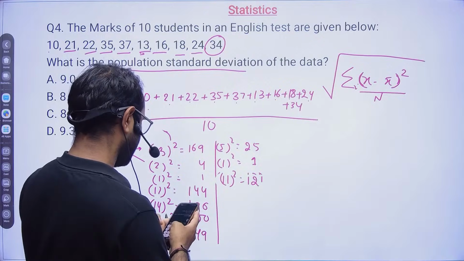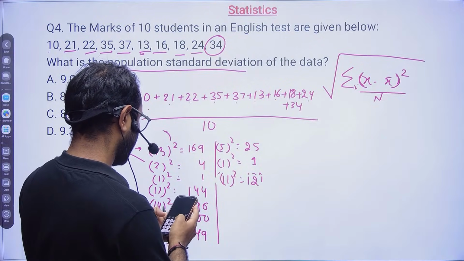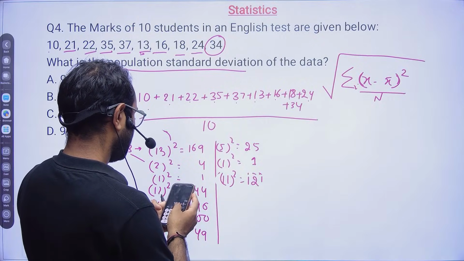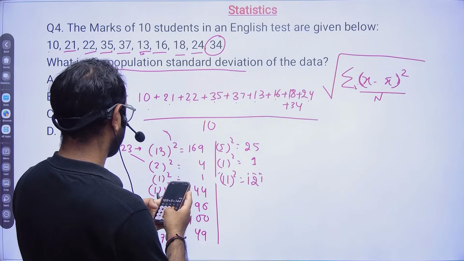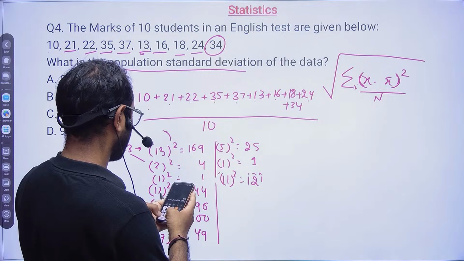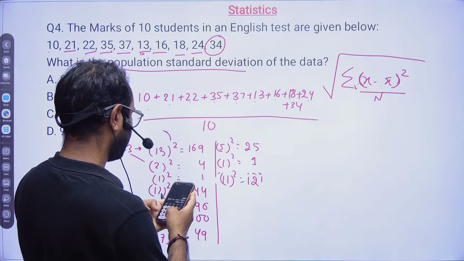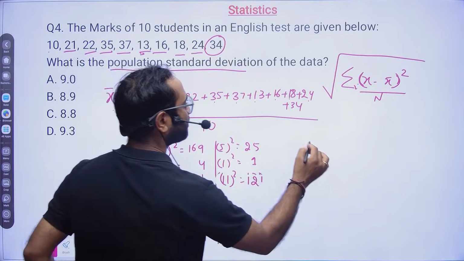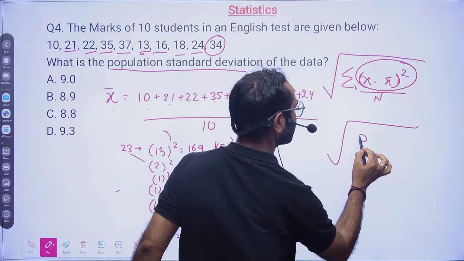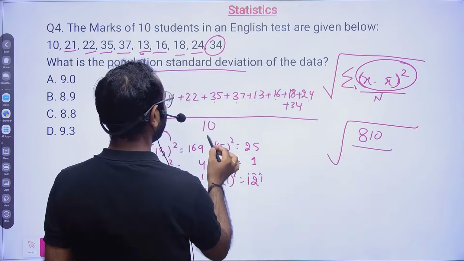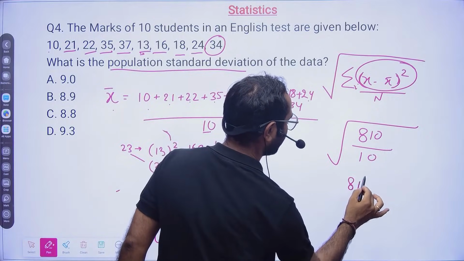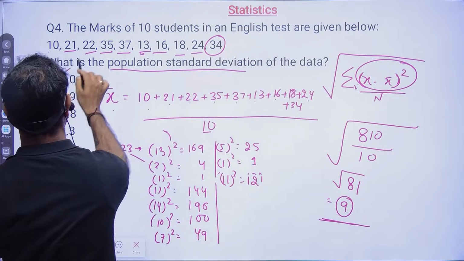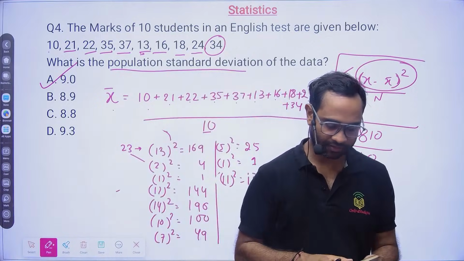So if you add this number, 169 plus 4 plus 1 plus 144 plus 196 plus 100 plus 49 plus 25 plus 1 plus 121. It's nothing but 810, so this we have called the sum, and then divided by total number, which is 10. So it will be the square root of 81, that is 9. So option A will become the correct answer for this particular question.